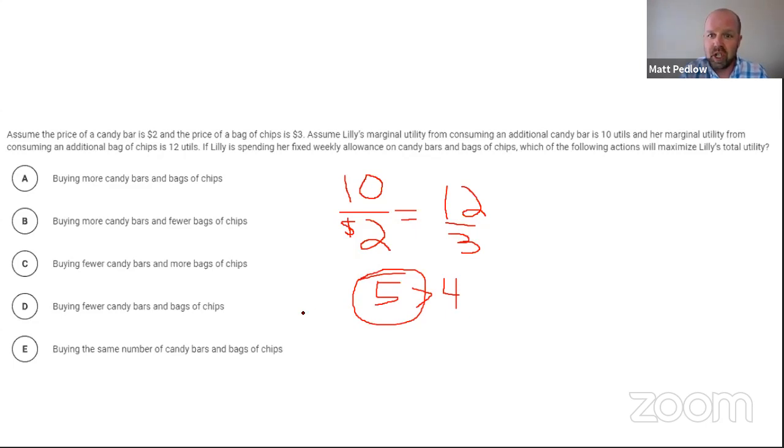So what should she do? Well, she's getting more utility per dollar of candy bars. She should then be buying more candy bars. And if she buys more candy bars, she must be buying fewer chips. Okay, so that's why it's B. More candy bars, fewer chips. So just do the math. Everything in micro wants to balance. Remember that. That's when you're maximizing everything.